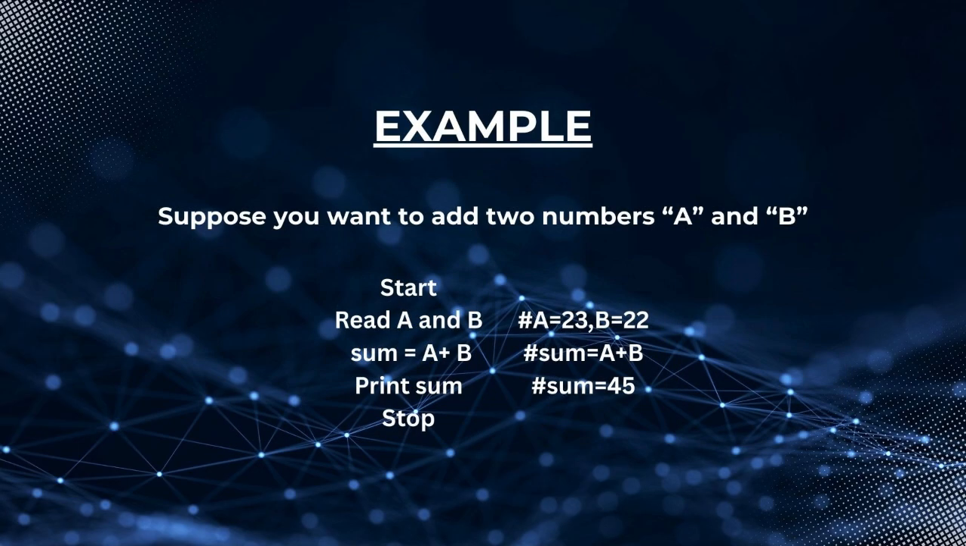Now let's understand an algorithm with a simple example. Suppose we want to add two numbers a and b. First, we start the algorithm. Then, we read the values of a and b. For example, let a be 23 and b be 22. Next, we calculate the sum by adding a and b. That is, sum equals a plus b. After calculation, we print the value of sum, which is 45. Finally, we stop the algorithm. This step-by-step procedure is a simple example of an algorithm.